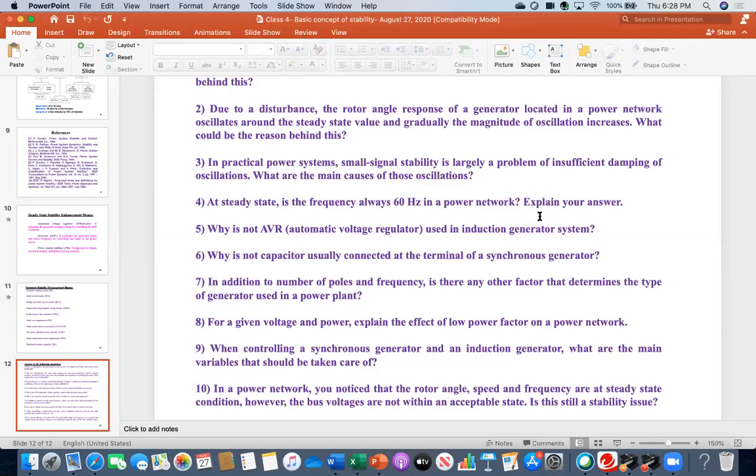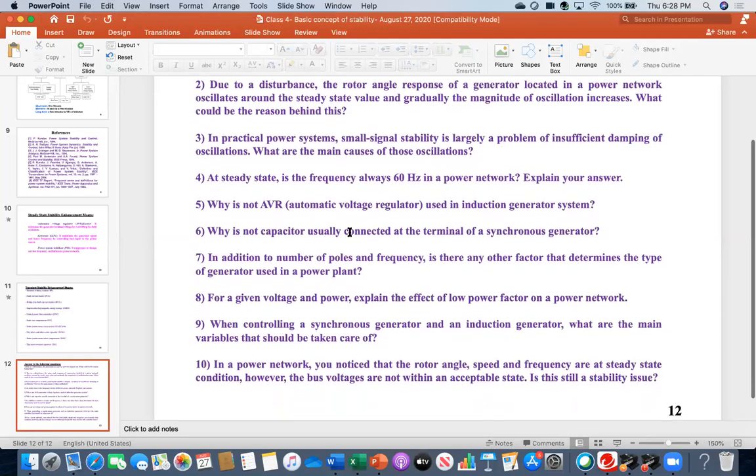So therefore, when I say explain your answer, the answer is no, the frequency is not always 60 Hertz in a power network, because there is always some sort of load change in the system. Now, question number 5. Why is AVR, that means automatic voltage regulator, not used in an induction generator system? So therefore, Kamana, can you answer this question? Question number 5.